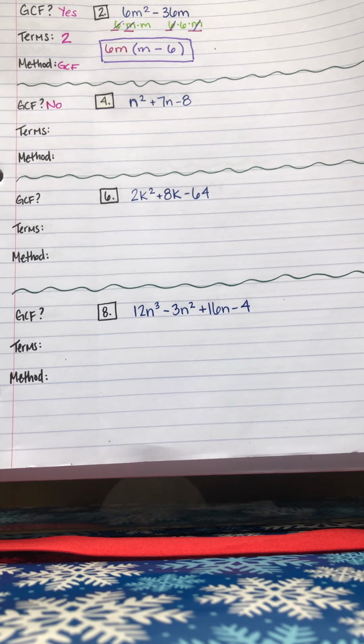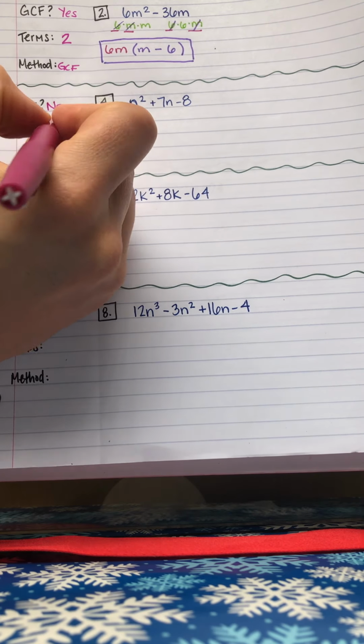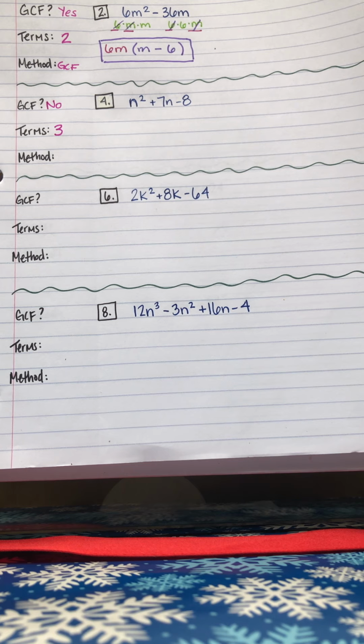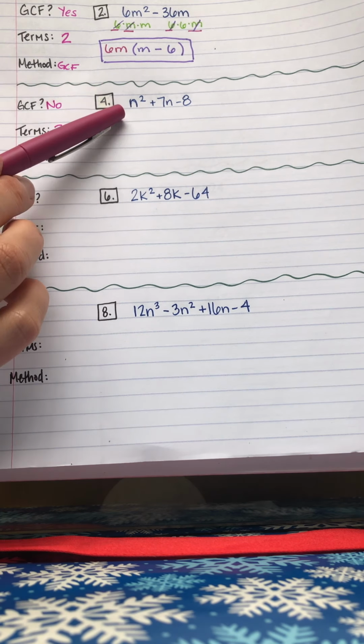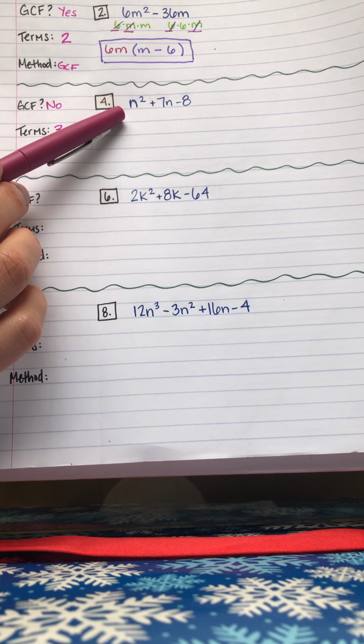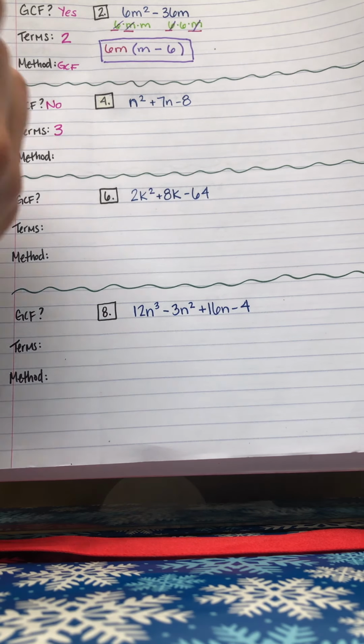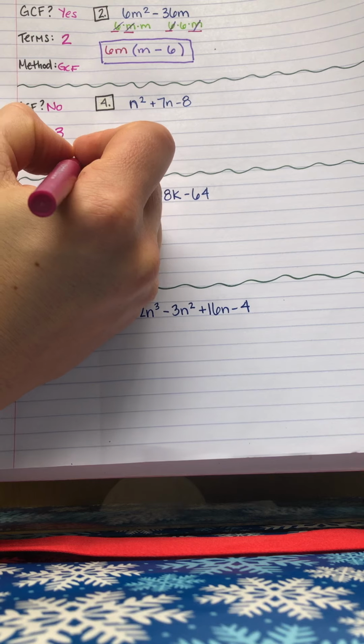How many terms does it have? I see 3 terms. And whenever you have 3 terms, that means it's a trinomial. So the next question you'll ask yourself is, is there a leading coefficient? Do you see a number out in front? No, I don't see a number out in front, which means my method is going to be P's and Q's.